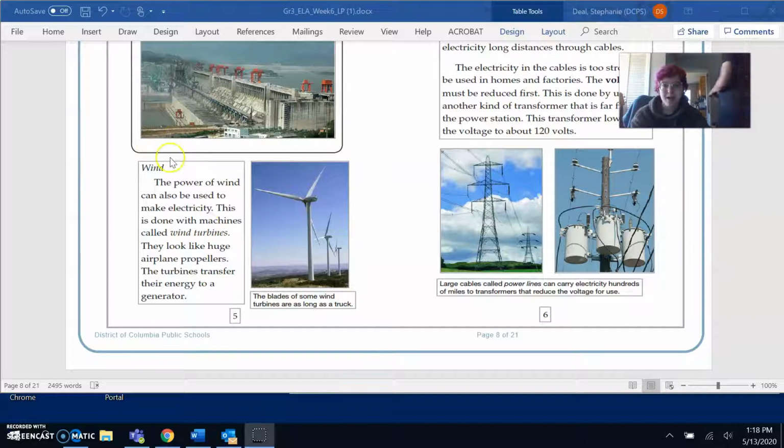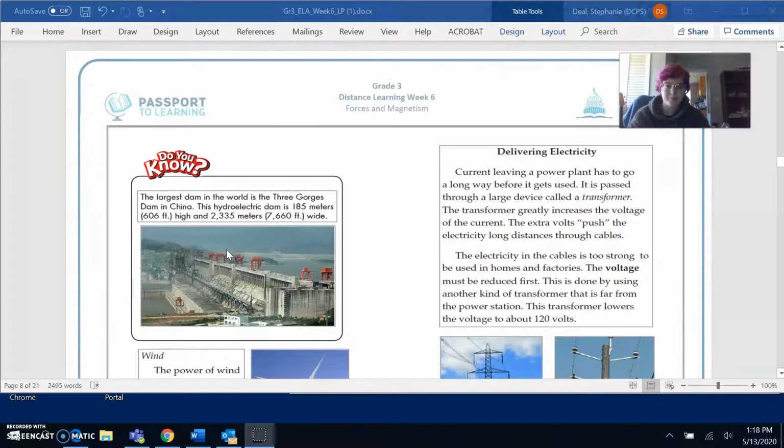Wind. The power of wind can also be used to make electricity. This is done with machines called wind turbines. They look like huge airplane propellers. The turbines transfer their energy to a generator.